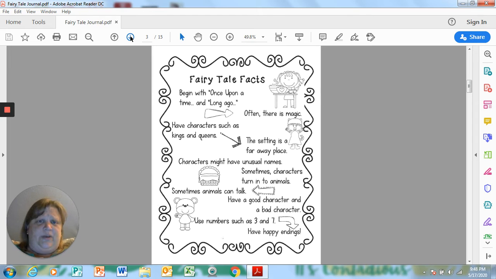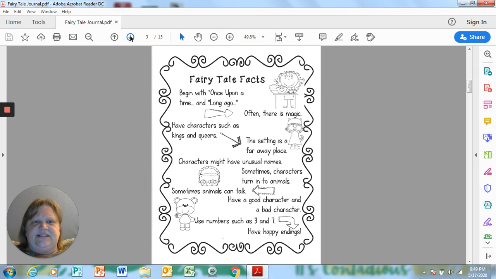So let's talk a little bit about what makes a fairy tale. You probably already know that fairy tales usually begin with special words like once upon a time or long ago in a faraway place. They usually have special ending words also, like they lived happily ever after. Usually there's magic in fairy tales, and there's usually characters like kings and queens and princesses and princes.